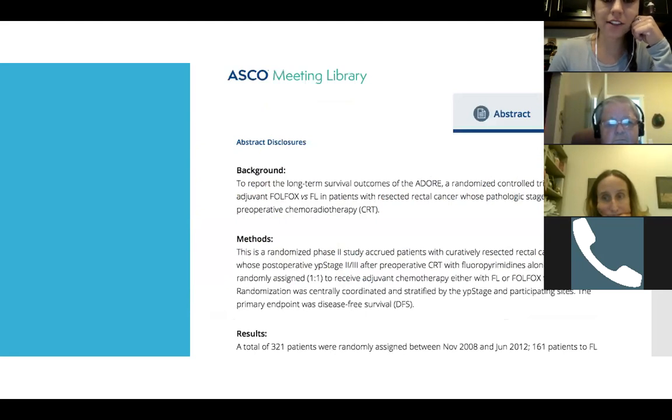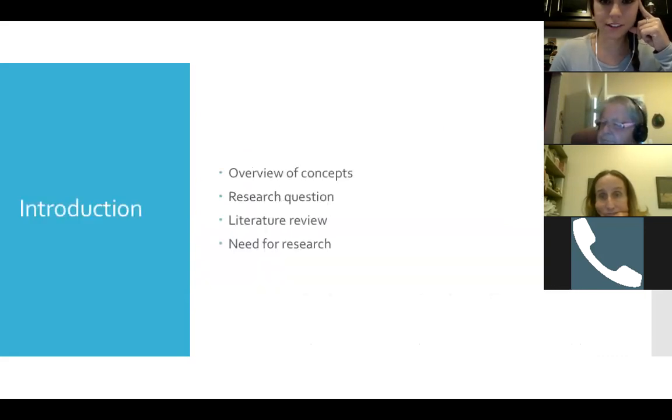And then here, the ASCO meeting library has a really good layout for their abstracts. They break it up very clearly and concisely: background, methods, results, conclusion. And if you're going to ASCO and haven't looked at the abstracts yet, I highly recommend it because they're released now and there are some good ones.